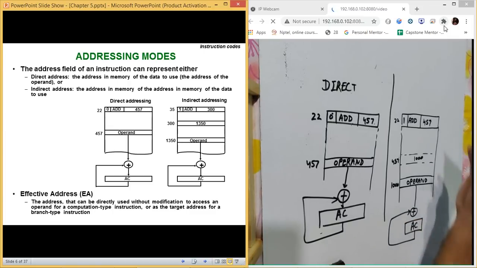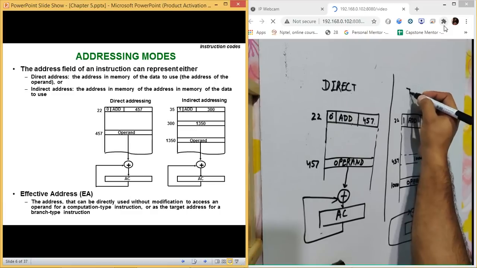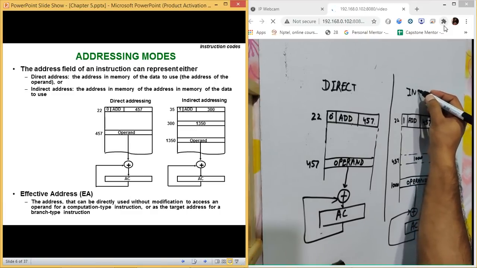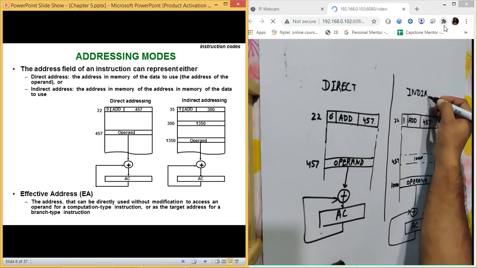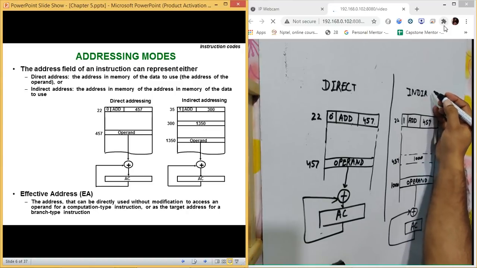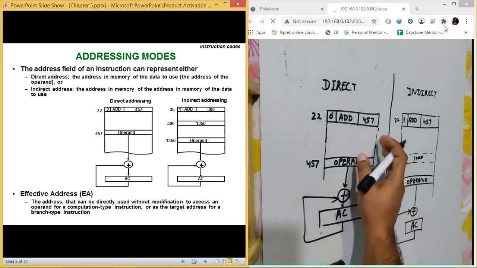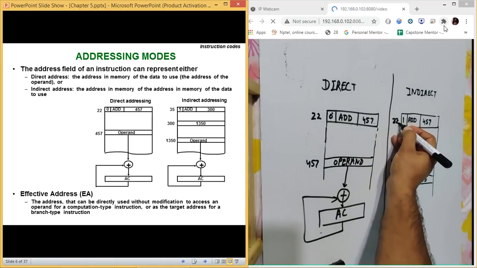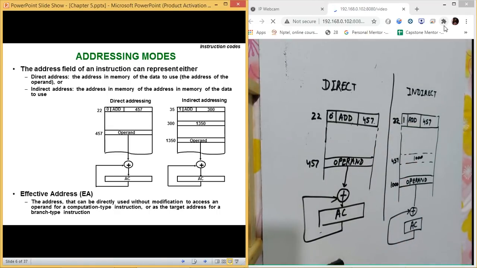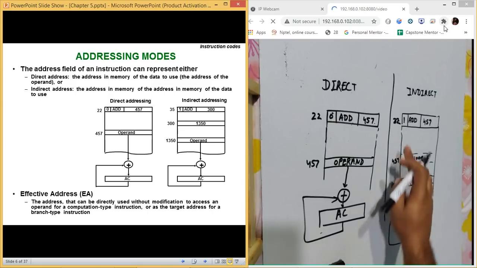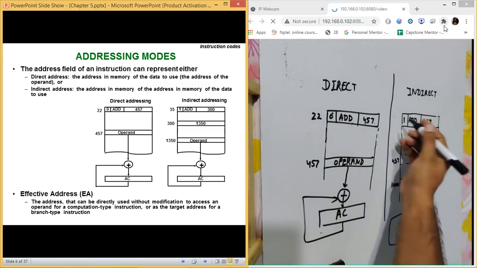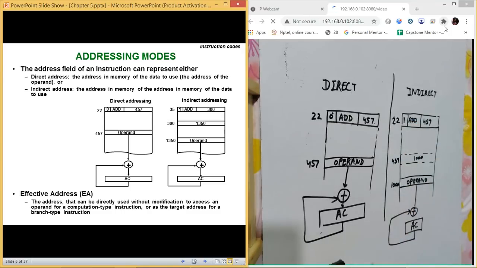I hope you are able to understand it. So for both I have taken the same example instead of taking a different example. I have taken the same example in this case so that it will help you to understand.